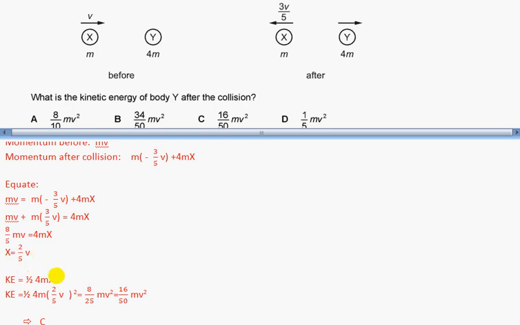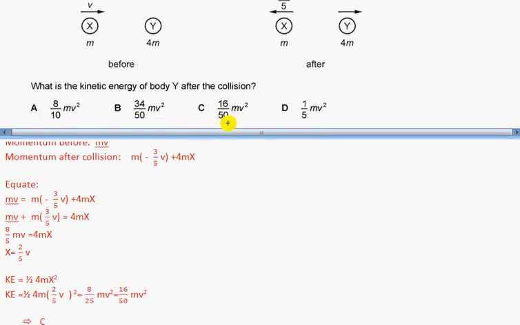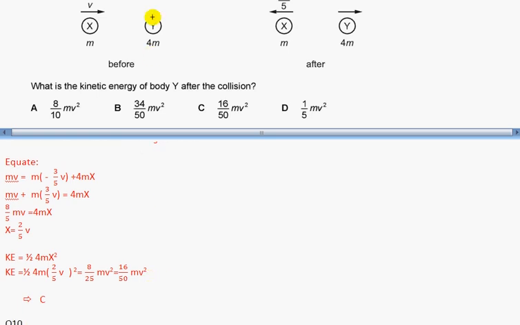We put this 2/5 of v into kinetic energy and we get 8/25. We don't have such an answer here, so we choose this one, because if we simplify it will be 8/25. So answer C.